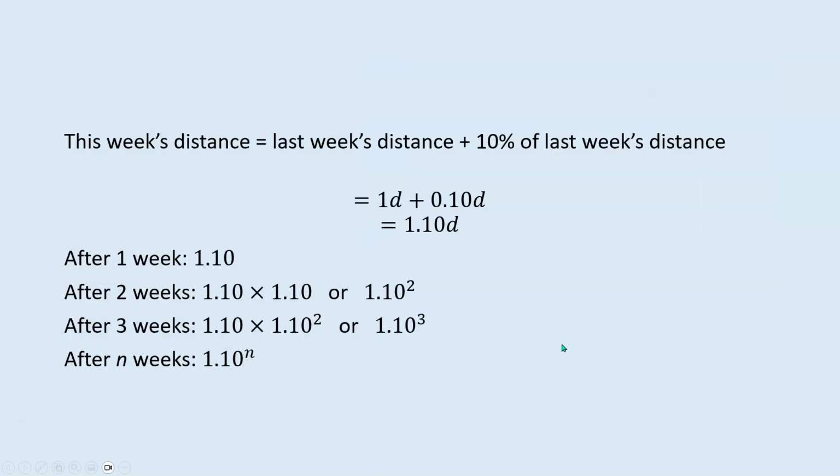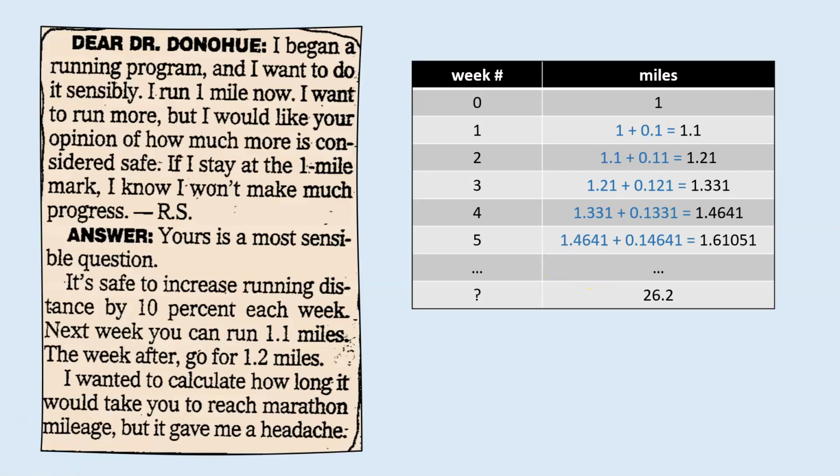So the pattern here is that each week, this week's distance is going to equal last week's distance, that is 1 times d, plus 10% of last week's distance, 0.10 times d. If we add those together, we just get 1.10 times d. So each one of these numbers is just the previous number times 1.1.